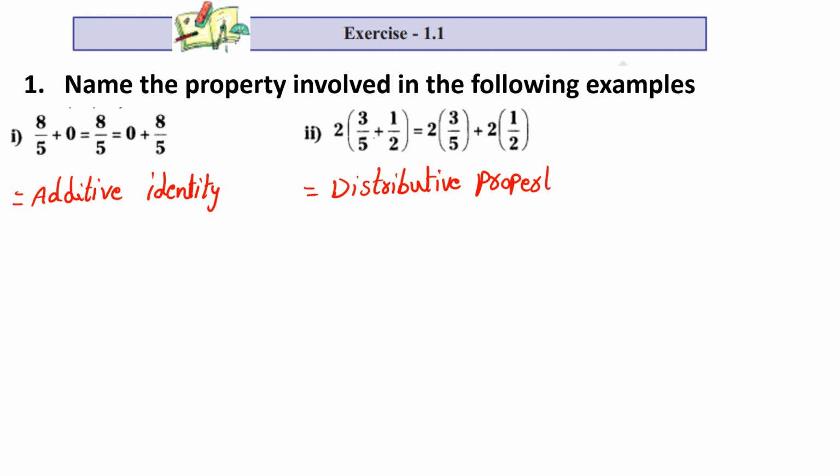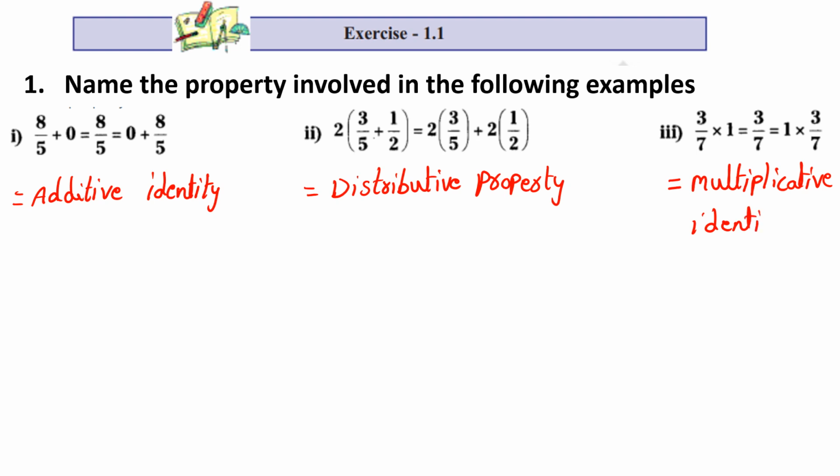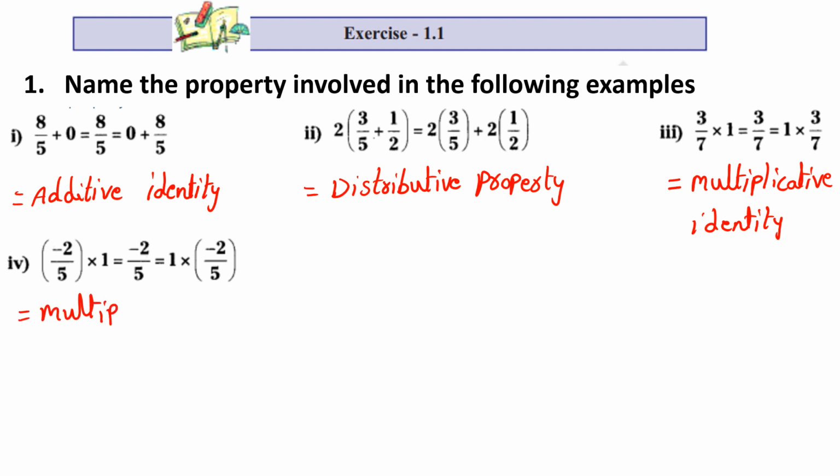Okay, so next one, look at that. 3 by 7 into 1 equals 3 by 7, which is equal to 1 into 3 by 7. Yes, that is the multiplicative identity property. Now the next one, look at that, this is also the multiplicative identity property only.